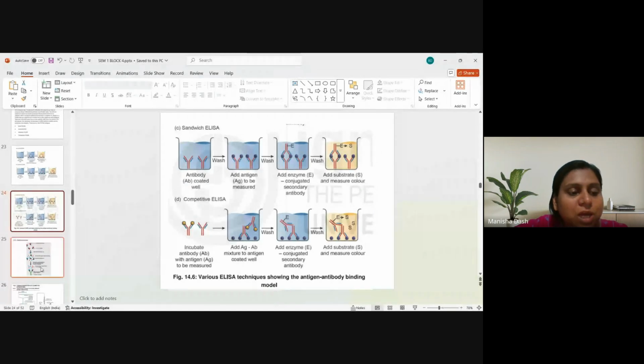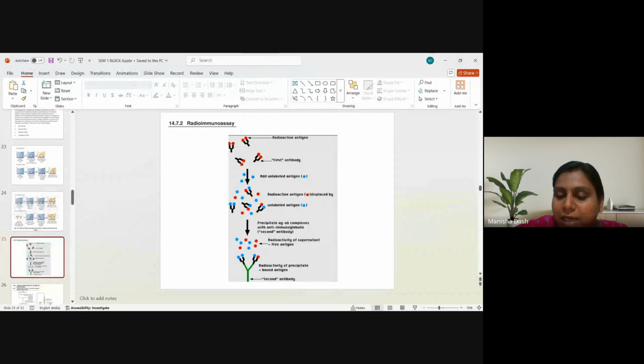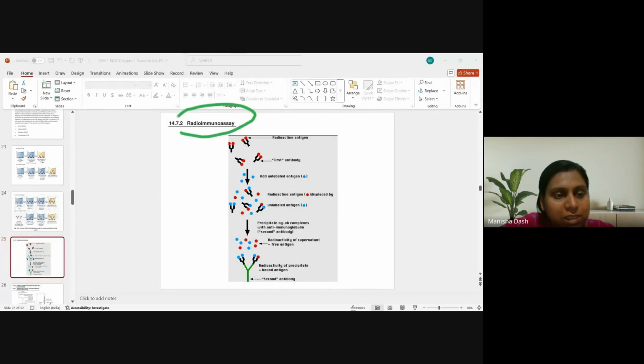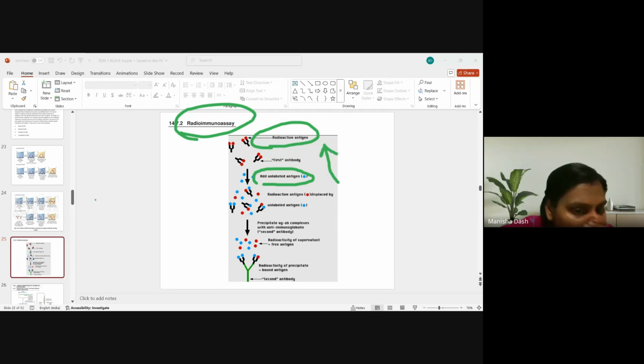So RIA, radioimmunoassay, is also similar. Maybe looking at this, the confusion may clear. This is also similar to sandwich ELISA. This is called RIA or radioimmunoassay. Here you are using radioactive antigens. This is the first antibody that is tagged with your radioactive antigen. Now this is the unlabeled antigen. Now if the concentration of this unlabeled antigen is more, then what will happen? They will go and replace the radiolabeled antigens.